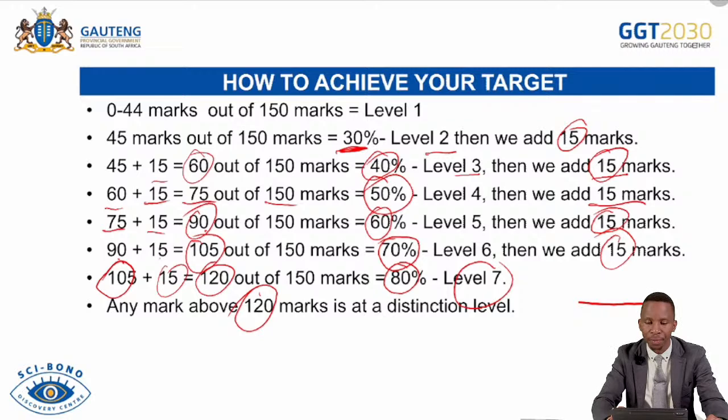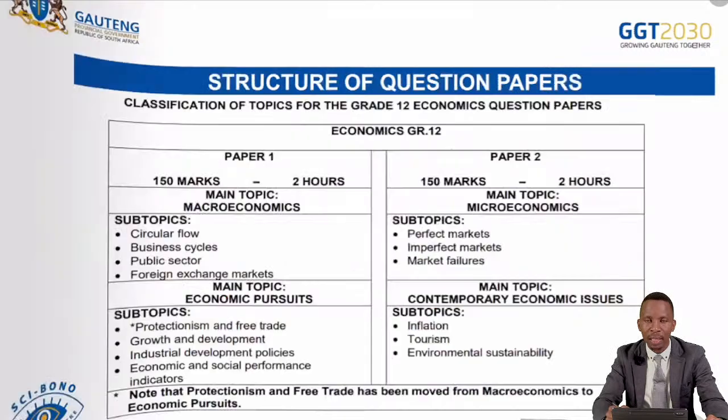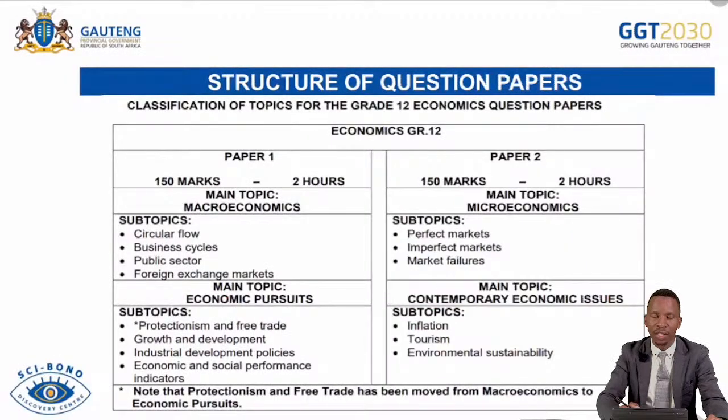And then this one, according to the examination guidelines of 2021, this is the structure of our papers. But for now, we'll mainly focus on paper 1, which is the term 1 content that was covered, and that will appear in our June examination on the 1st.